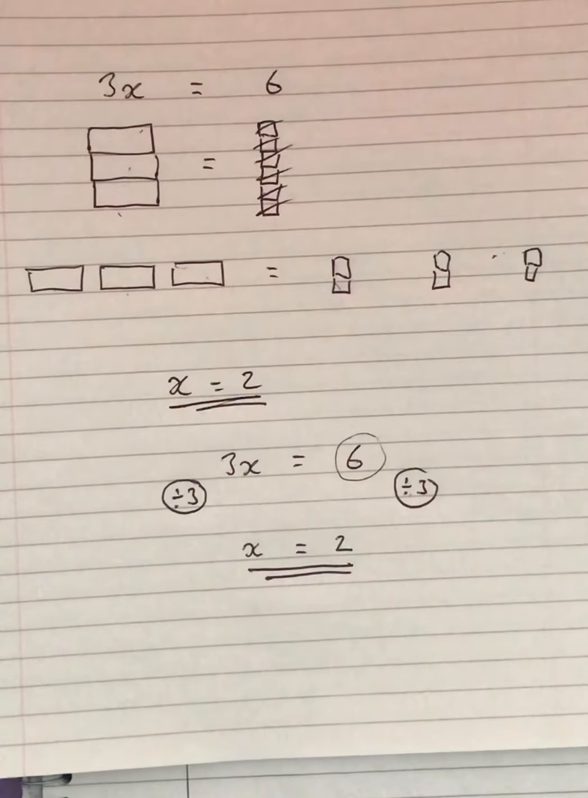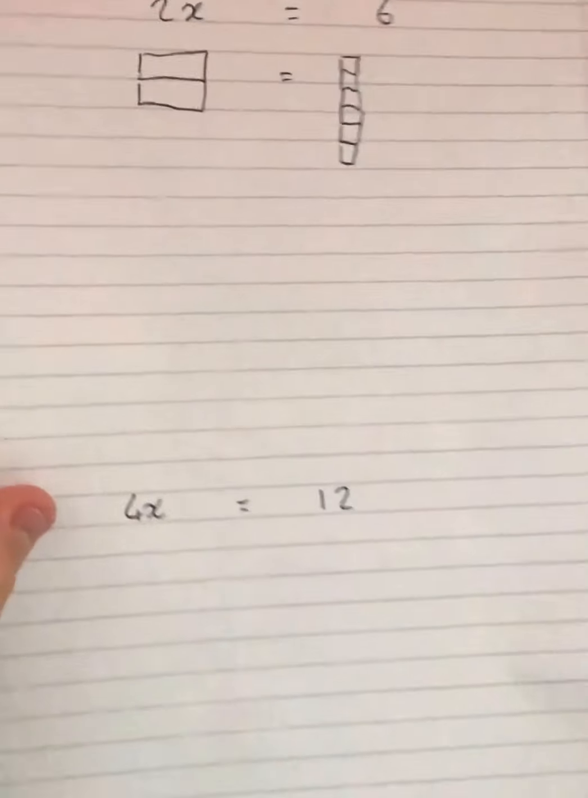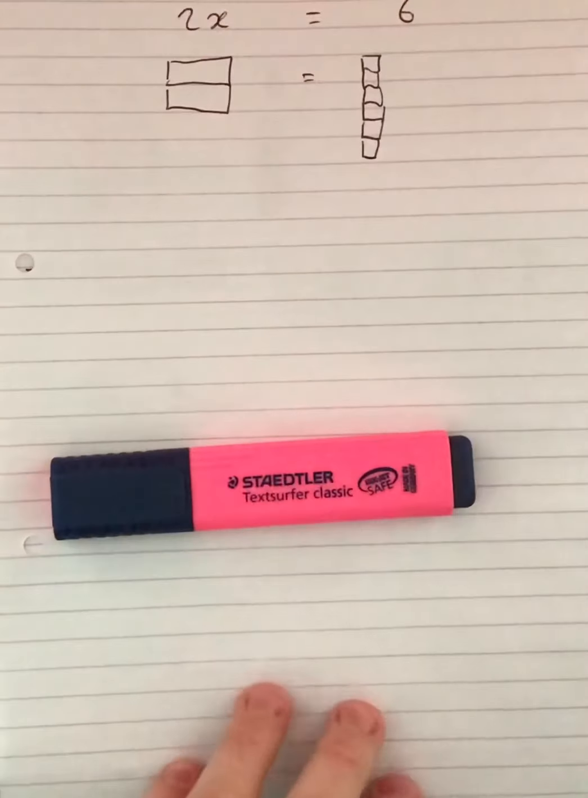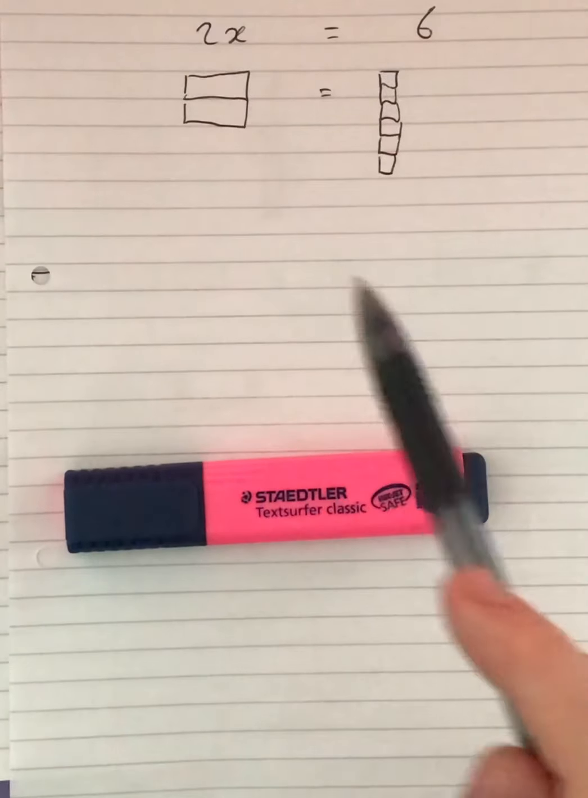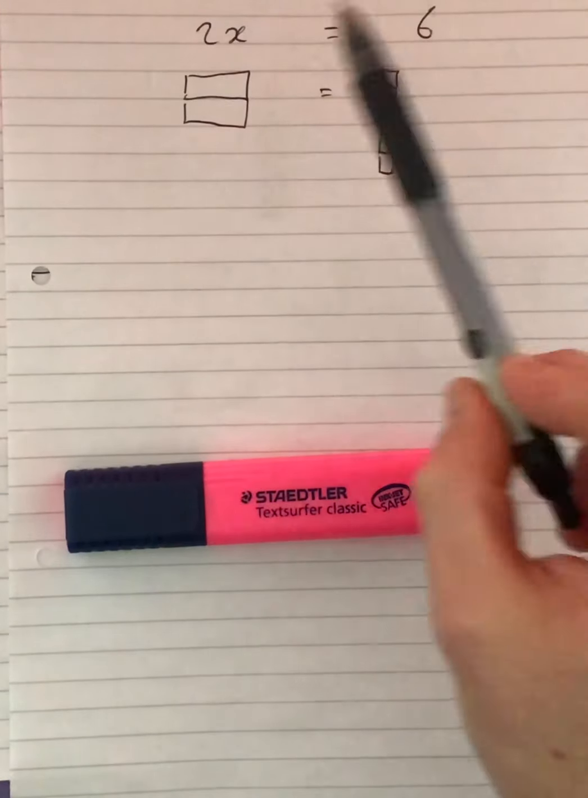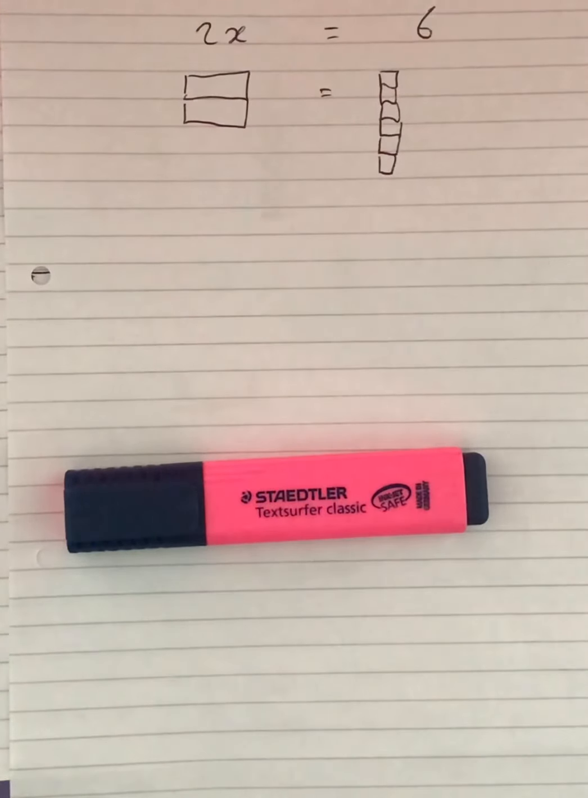So, guys, could you please pause the video and have a go at this top equation here? So 2x is equal to 6. I've drawn the diagram out for you here just to help you. Pause the video and have a go at that now.